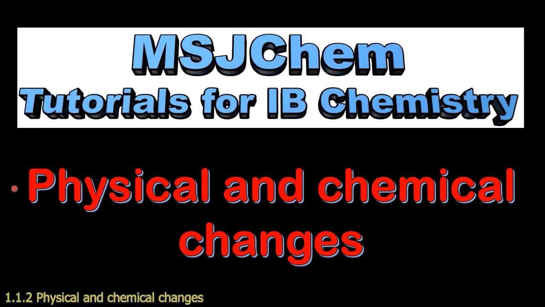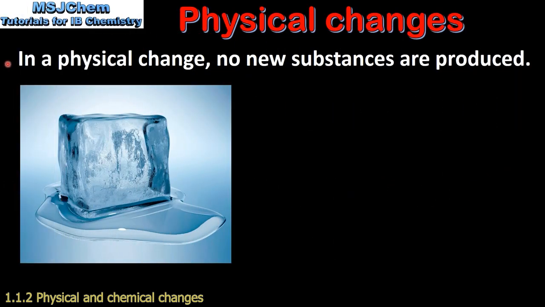This is MSJ Chem. In this video, I'll be looking at physical and chemical changes. Let's start by looking at physical changes. In a physical change, no new substances are produced.